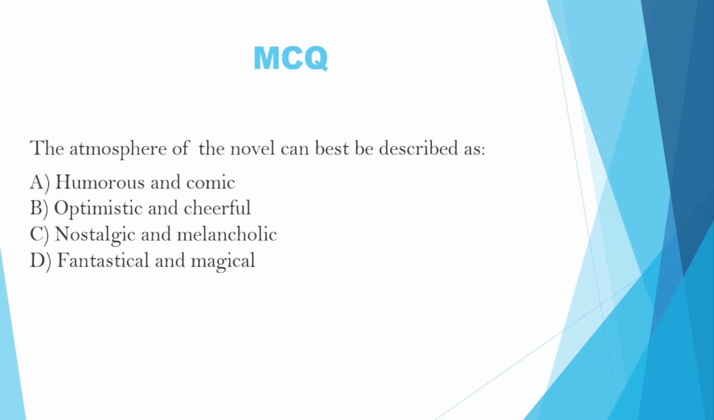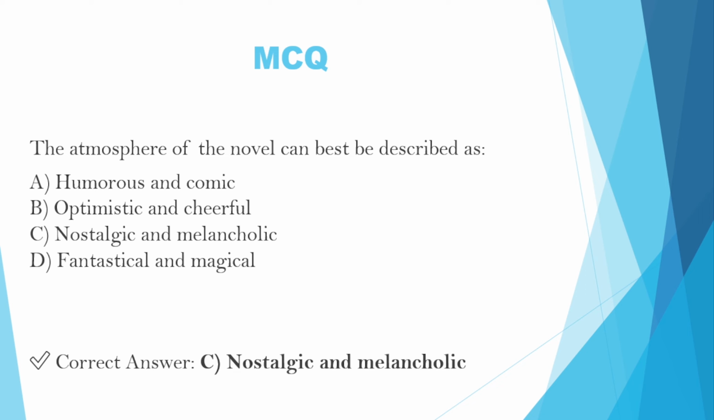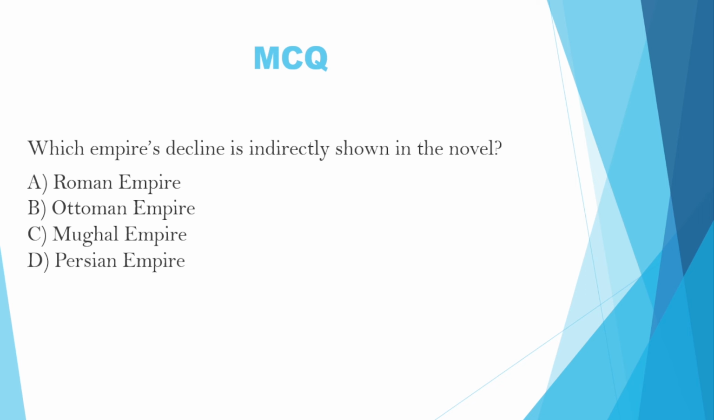Next question is, the atmosphere of the novel can best be described as option A humorous and comic, option B optimistic and cheerful, option C nostalgic and melancholic, option D fantastical and magical. The correct answer is C nostalgic and melancholic. Next question is, which empire's decline is indirectly shown in the novel? Option A Roman Empire, option B Ottoman Empire, option C Mughal Empire, option D Persian Empire. The correct answer is C, Mughal Empire.